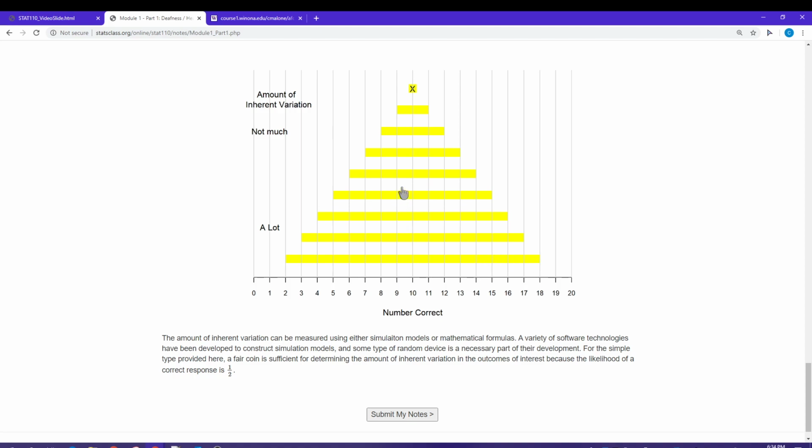In order to understand the likely outcomes from a deaf person, I need to understand how much inherent variation there is for deaf people. That's going to be an important aspect in trying to determine whether or not somebody looks like they are deaf, or if they fall outside of this region, which would indicate that they are lying or being deceitful in their responses.